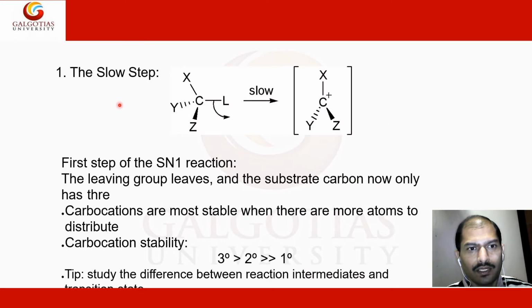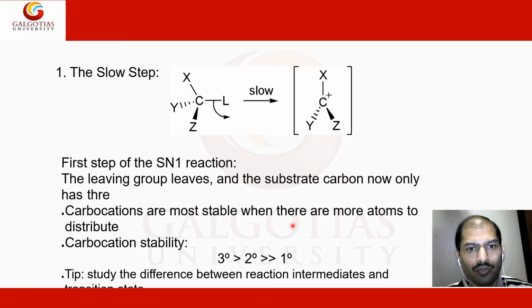So if you see this reaction, first is the slow step, where the leaving group is replaced and carbocation formation takes place. In the second step, the nucleophile attacks this carbon center, the carbocation, and then the product formation takes place. Carbocations are most stable when there are more atoms to distribute the carbocation stability. So a tertiary carbocation, as you know, is more stable than secondary and primary carbocations.